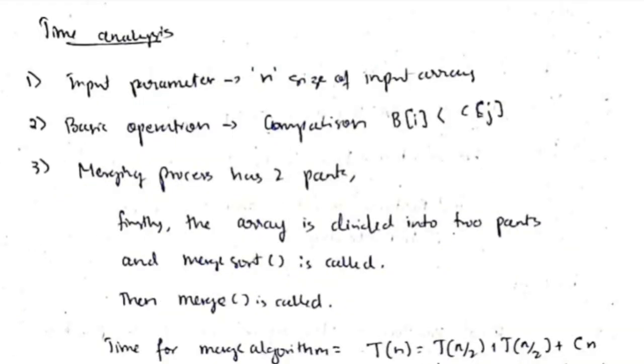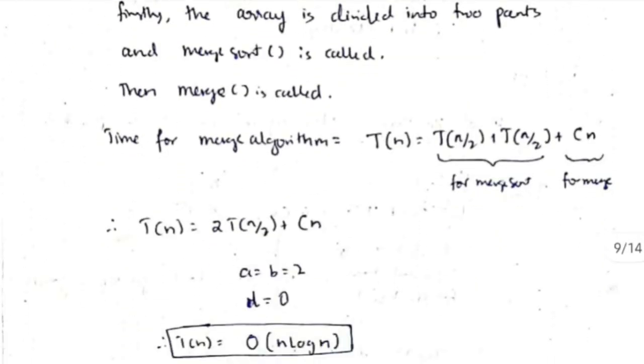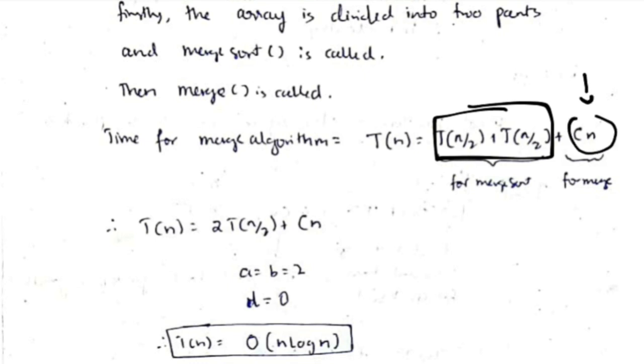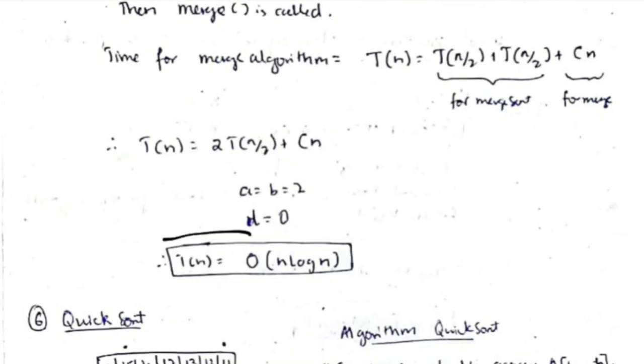Coming to time analysis of merge sort, in that we'll have the input parameter as n, basic operation is the comparison, and merging has two parts, right? First one will be splitting, second one will be combining. For splitting into two parts, it will be n by 2 plus n by 2, and for merging it will be n, because we are just comparing the elements and merging them. We are not dividing any further. So the T of n formula will be 2 times T of n by 2 plus cn, and we will be finding a, b and d, and finding out the time complexity by using master's theorem. So it will be n log n.